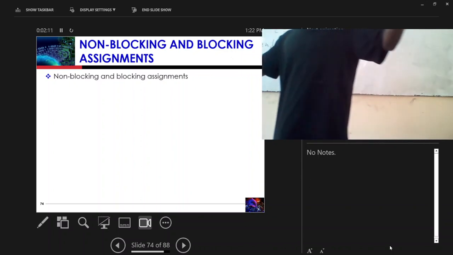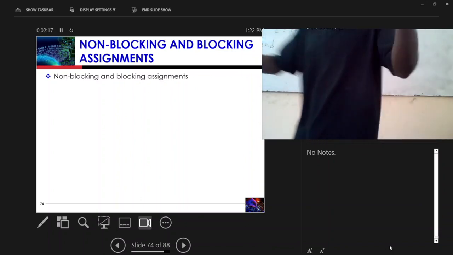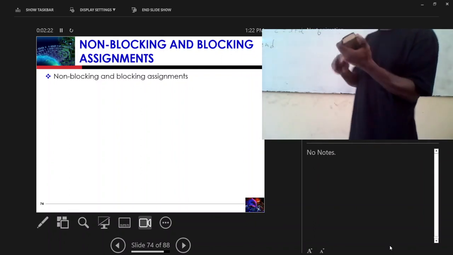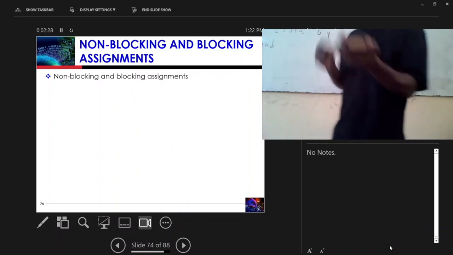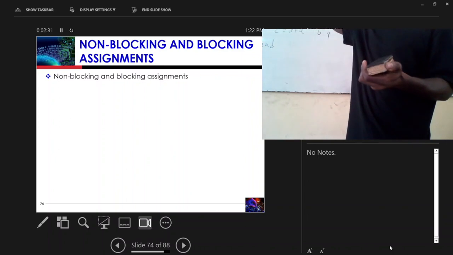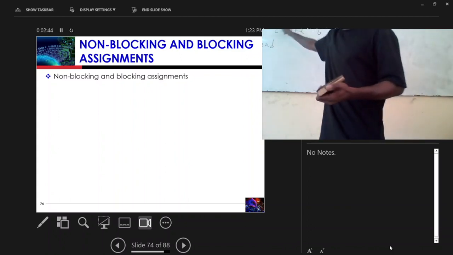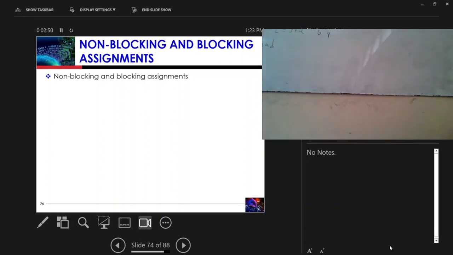I gave you the chance to get 3 marks. So who else? What is A? Why? Because this is using the blocking assignment. So when the first one is running, it blocks the next one from running. That means this updated value of 2 will be used here. 2 plus 2, which is 4.